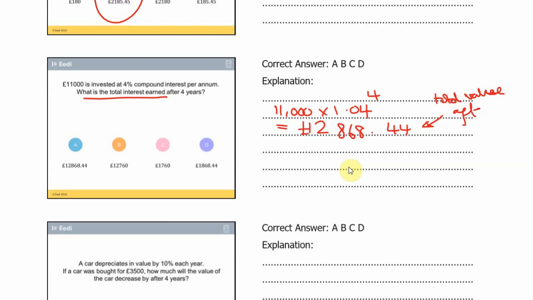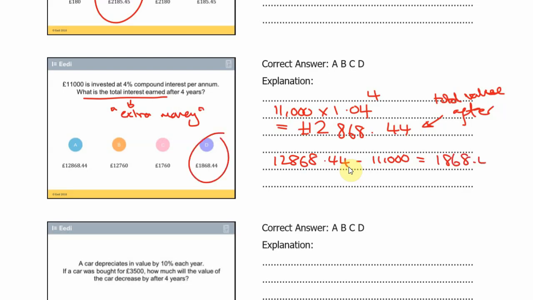However, that is his total value after his interest has come in, but they haven't asked that. They've asked for the total interest earned. So when you ask for the total interest earned, it's just the extra money we get. To do that, we want to do what he's ended up with, take away what he started with. So when we do that, we would get D. So that's the actual money he's made. That's his profit, you could say.